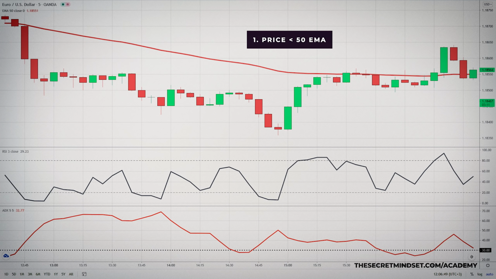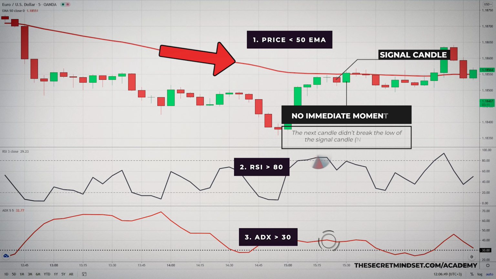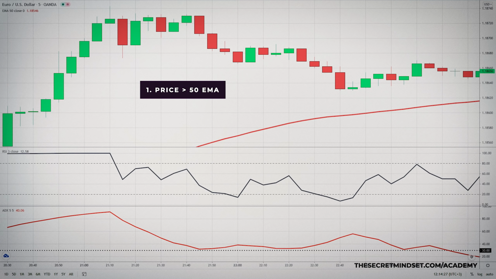Look at this example. We had the potential short entry. Price below the 50 EMA. RSI rose above the 80 level, and the ADX was above 30. Then, we had this candle right here, the signal candle, which took the RSI out of overbought zone. But look at the next candle. It didn't break the low of the signal candle, so no trade. This filter is extremely important. An entry at the close of this red candle would have been a losing trade, but with this filter, you avoided the loss. Here's the filter in action, avoiding another loss.